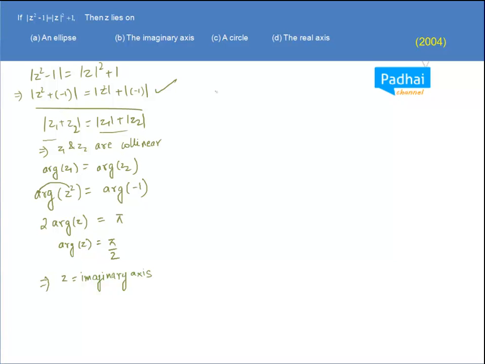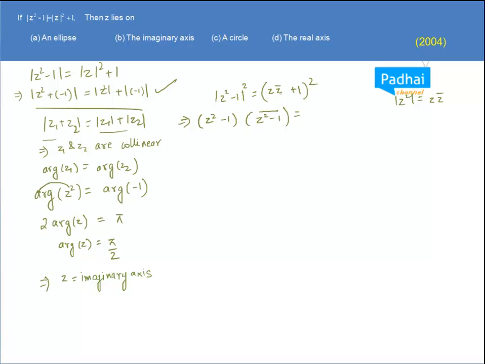Okay, so this is nothing but |z² − 1|². I can write it as (z² − 1)(z̄² − 1), because we know the property that mod square is equal to z times z bar. Now if I square both sides, this will become (z² − 1) times (z² − 1) complement is equal to, and the term would be squared over here.